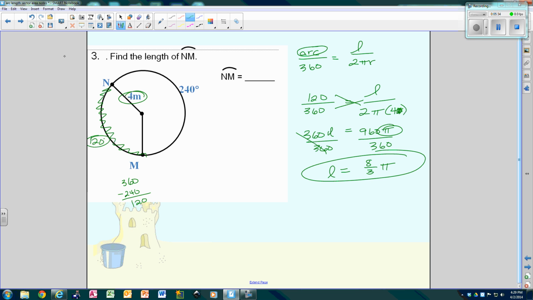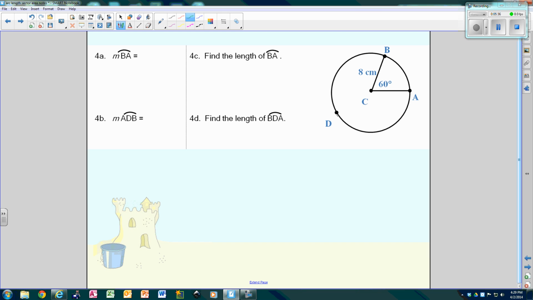All right, number 4. We're going to look at this circle over here. We have arc BA. What's the measure? The measure is 60 degrees. Remember when they're asking you about the measure, they're wanting degrees. If this is 60 degrees, then what is the remainder? There's 360 degrees in the whole thing and you subtract 60, so you get 300 degrees for the other arc.